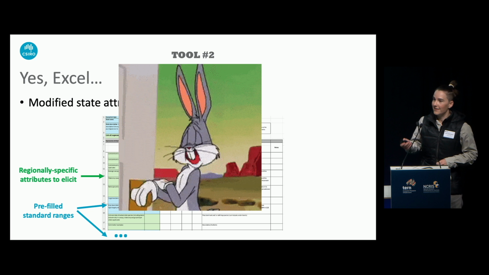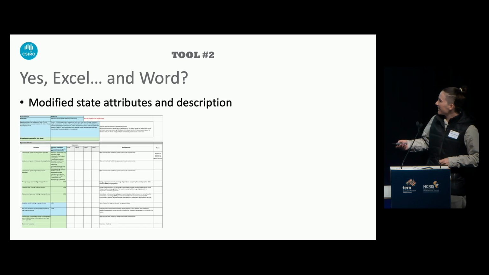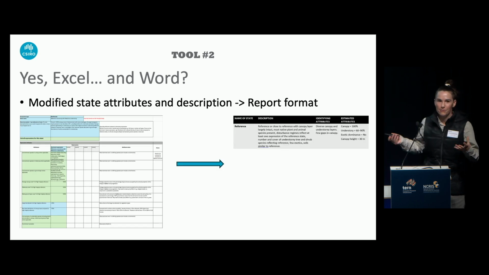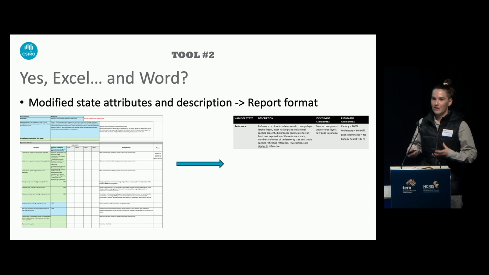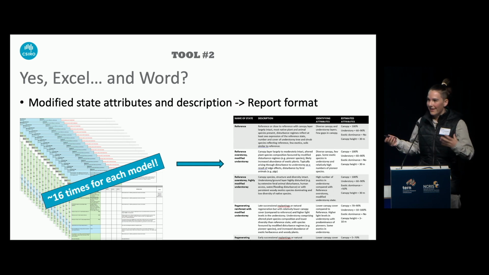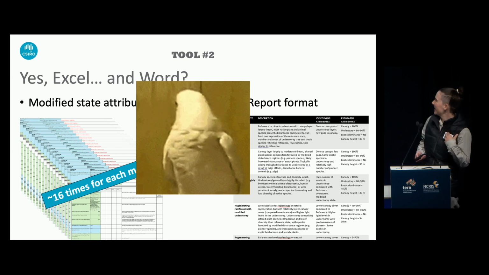And it's just your luck that the next step's not a lot better, because we then have to go to Word. We take those attributes, and then we have to summarise them into a beautiful description for our report. So for each of those states, we have a description and summary of those attributes. Except we have to do that about 16 times for each of those models, which I don't know about you, but I did not want to do.